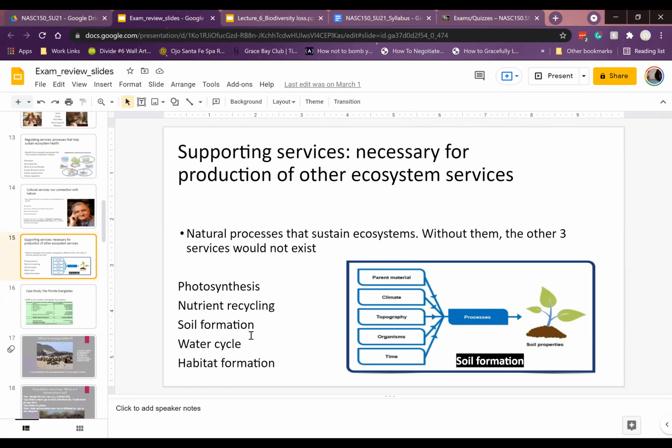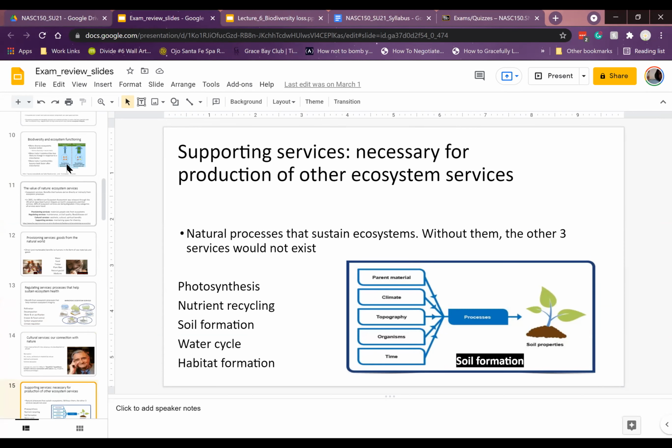Now, just to connect this back to today's lecture, and actually connecting it back to this slide as well.